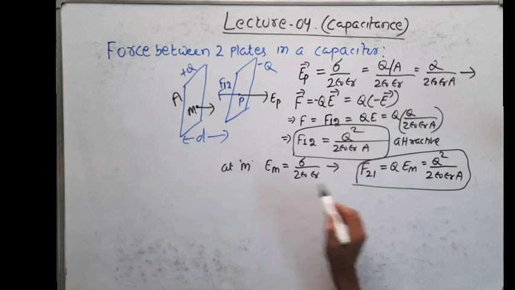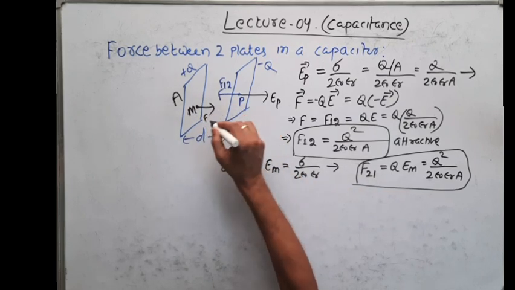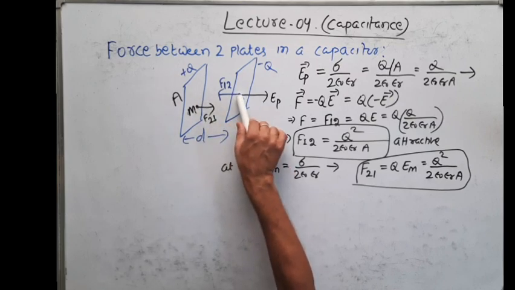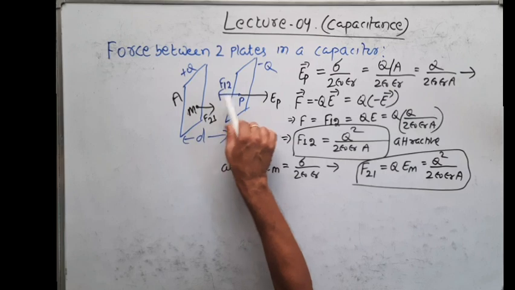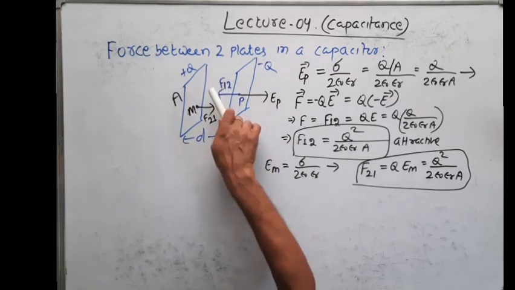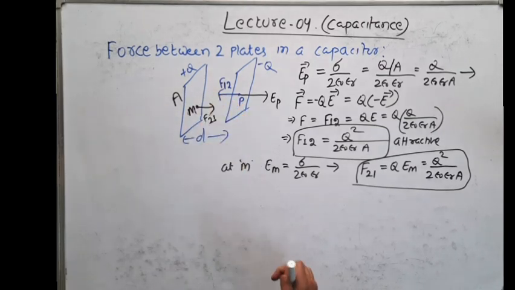Now you see these two forces are attractive in nature. This is the force by second plate on first. So they will be attracted to each other. But there is a dielectric medium inside the plate, and that dielectric medium prevents the sticking of these two charged plates.